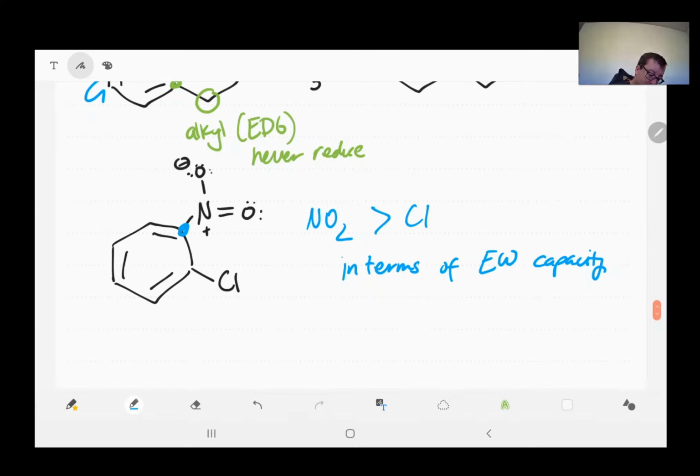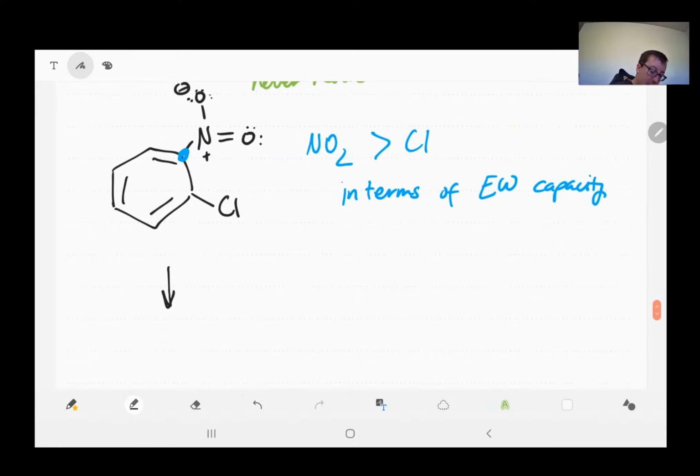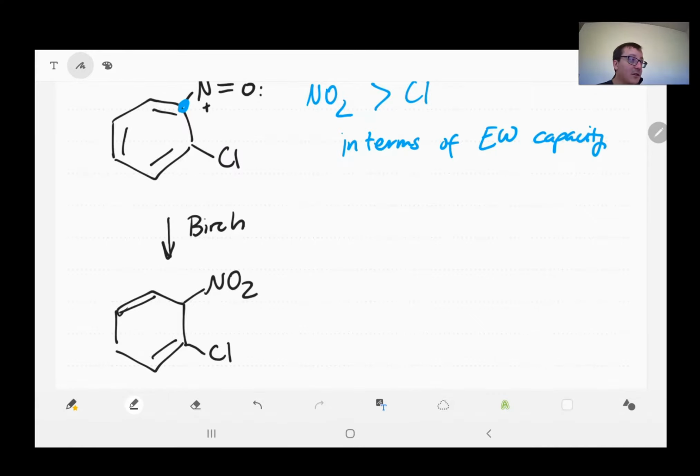And as a result, if we do our Birch reduction on this, because we have to reduce the one with the stronger group, we're going to end up drawing that molecule badly. Okay, let me try one more time. There we go. So the NO2 stays, and we're going to end up having our double bond away from the nitro group after that. So that's what'll happen.